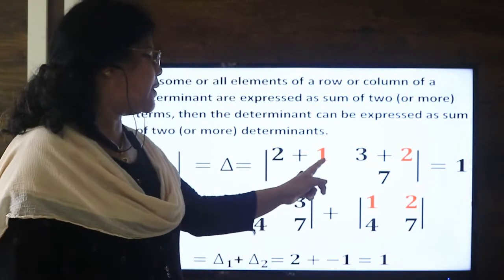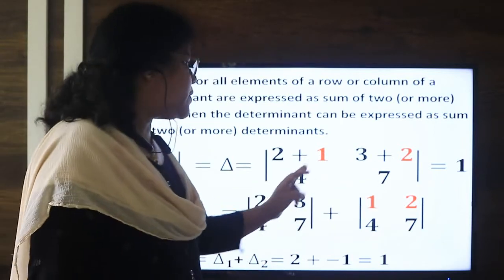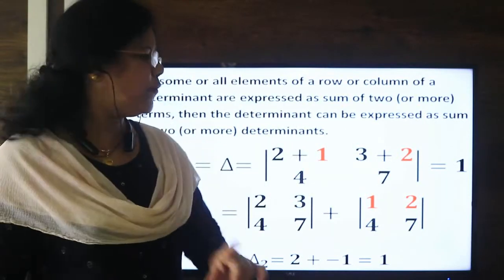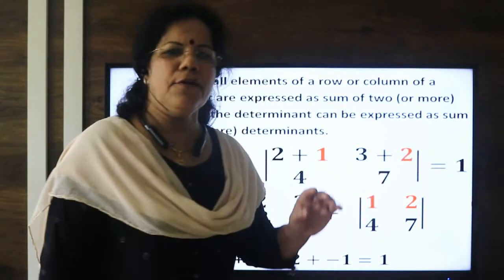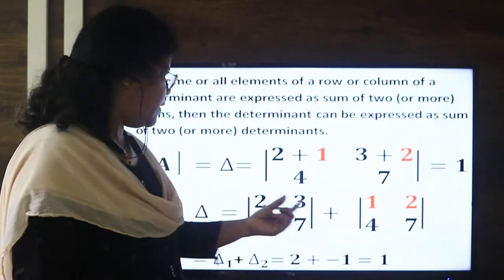What is 2 plus 1? 3. 3 into 7, 21. Then minus 4 into 5, 20. 21 minus 20, 1. The value is 1. Now we are going to express it as the sum of 2 determinants. How, you see.